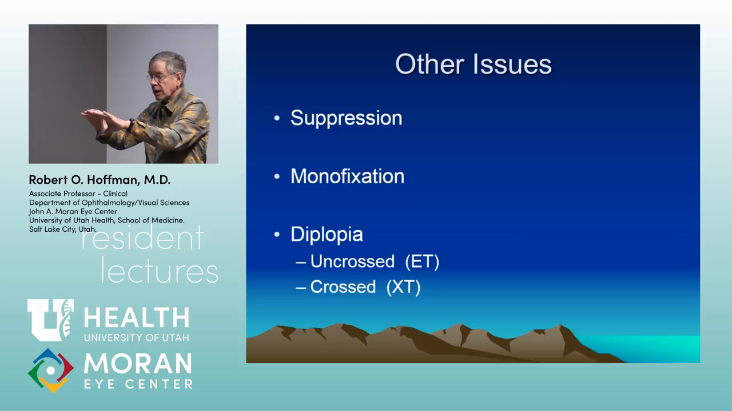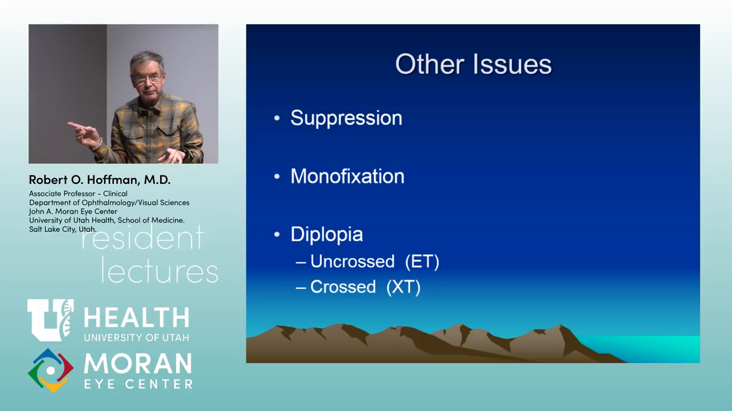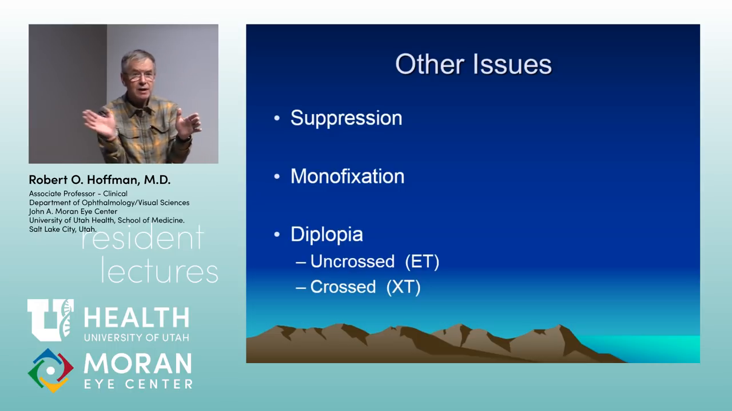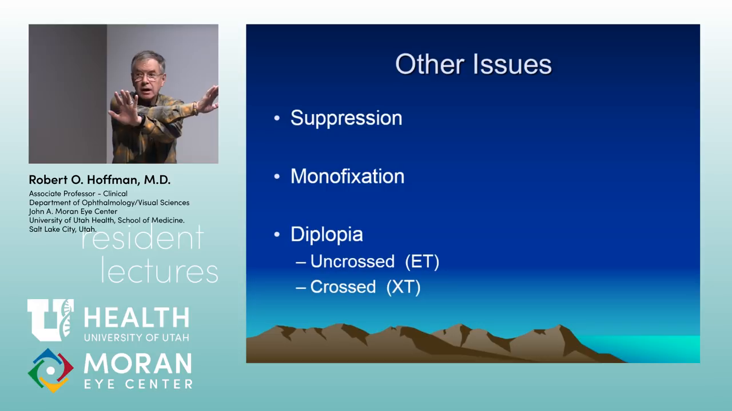Contrast that, I'm now exotropic, okay? And I'm looking at Mike over here, and bottom line is when I'm exotropic, he falls on temporal retina, which is going to tell me that he's over here, so Mike's image from my right eye is going to move over here, it's crossed, okay? As opposed to uncrossed esotropia, crossed exotropia.